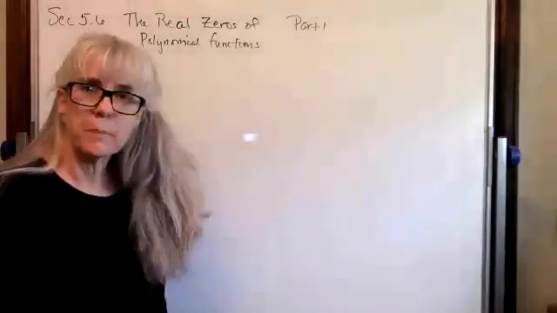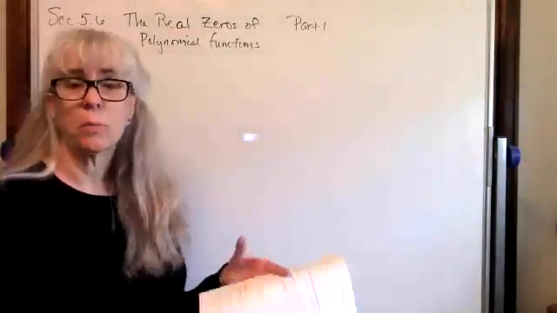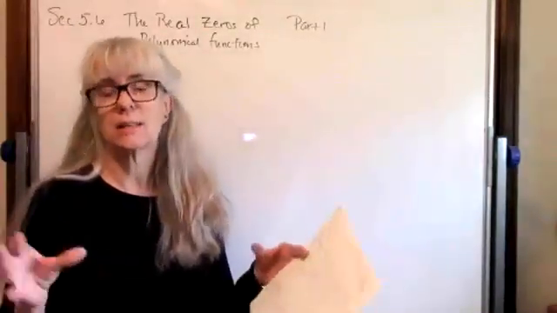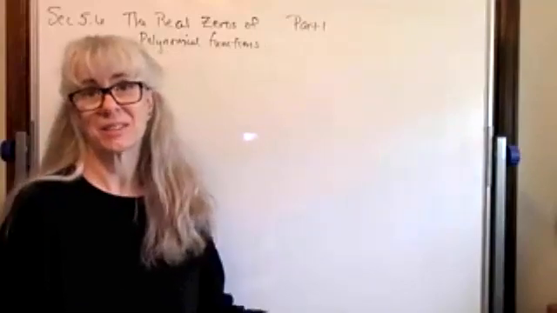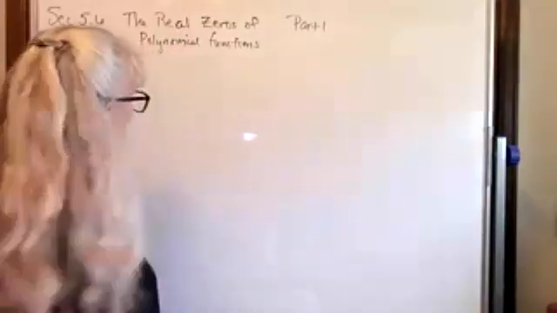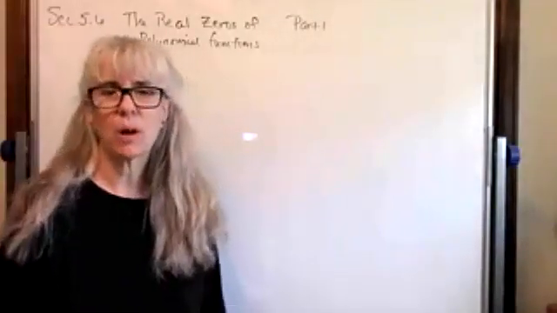So we're going to skip up to section 5.6 and keep all of the polynomial sections together because it just makes more sense to us as instructors. So in section 5.6, we're going to talk about the real zeros of polynomial functions.